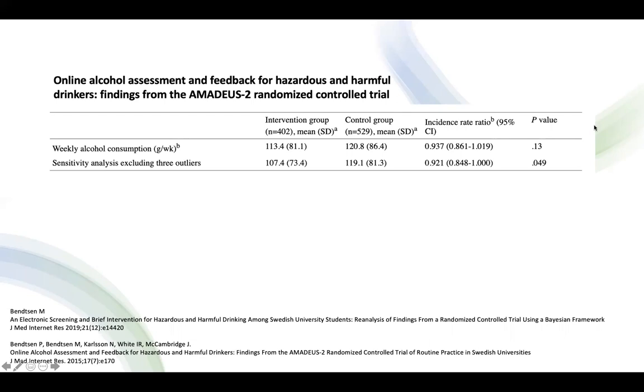Doesn't really matter how that intervention was designed. All I care about is this table. This was the output from the trial. So what we saw was we had a population of a little bit more than 900 people responding in the trial. And we got a p-value of 0.13.